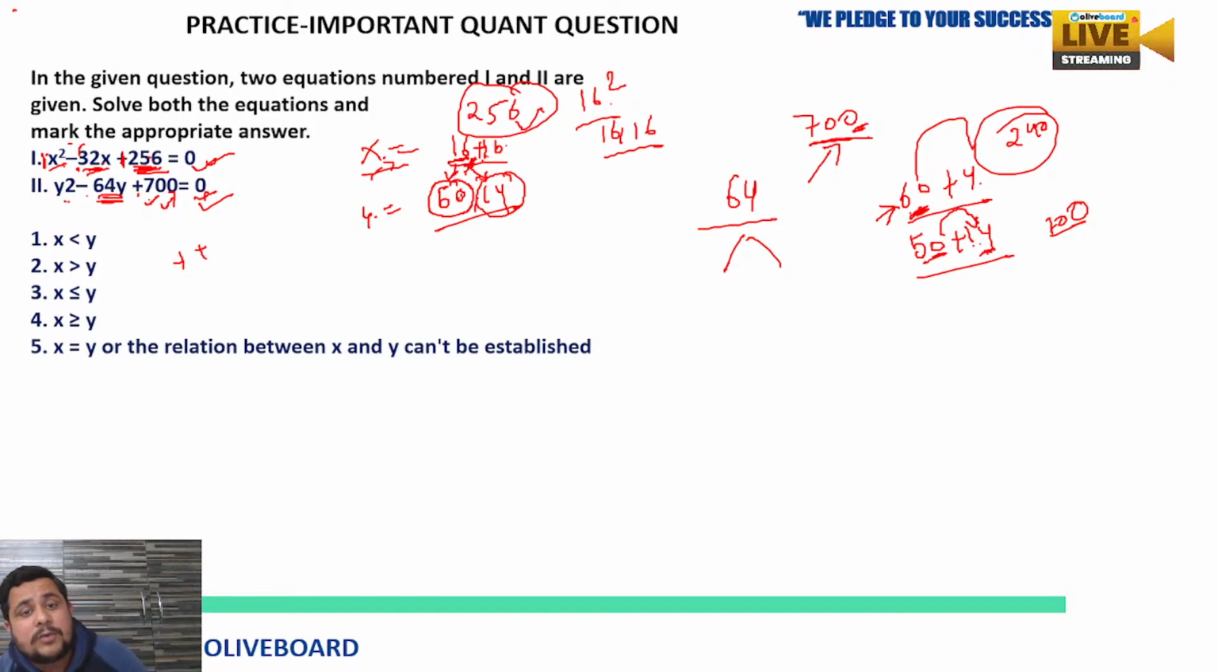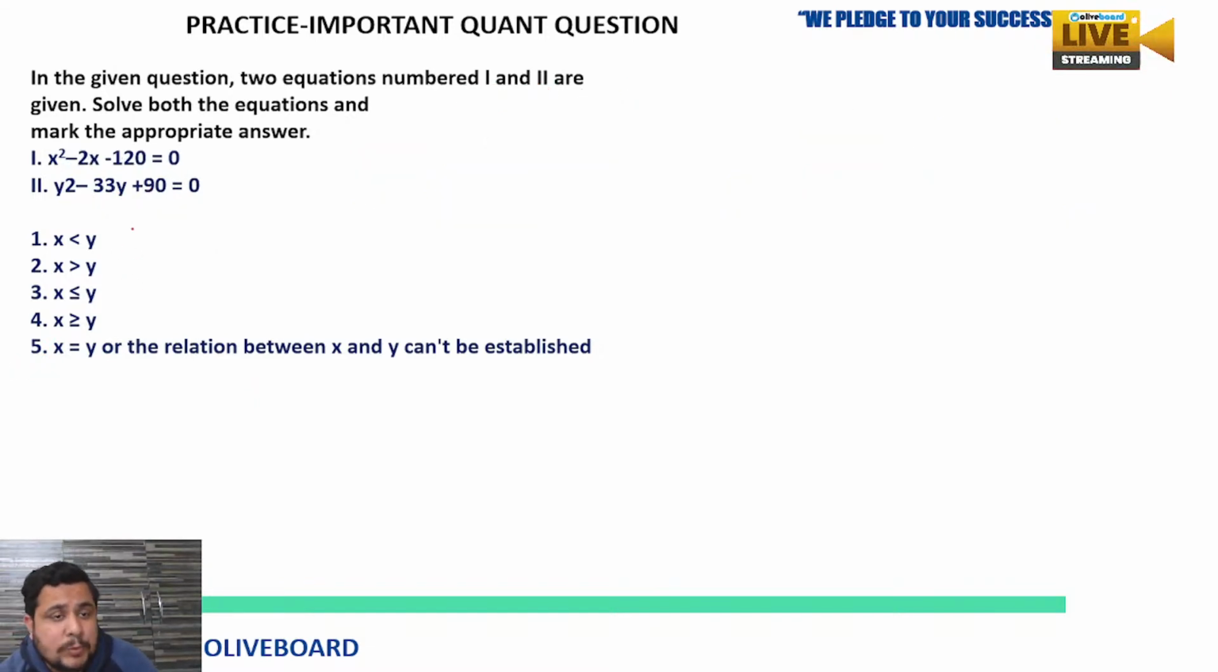So for one value x is lesser, and for the other it is greater, which is not possible. Similarly for y: if we compare 50 with 16, y is greater, but when we compare the second root, y is getting lesser. It is not possible. So our answer in this case will be relation cannot be established, option 5. Let's move on to the next one.